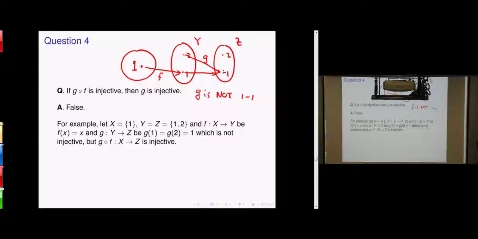Now you can have lots of other examples. But this one is easy to see.